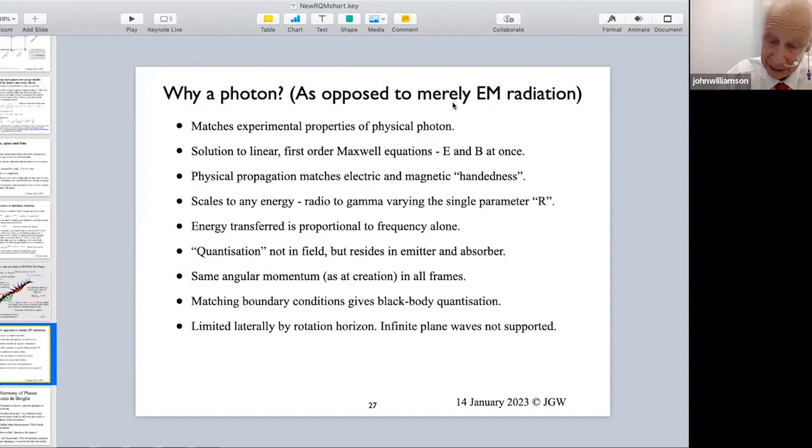It has the same angular momentum in all frames. It's quantized. Matching boundary conditions gives black body quantization. So it gives the initial thing that quantization was found on. And it's limited laterally, not only by a falling exponential, but also each element by a rotation horizon. Infinite plane waves are not supported.